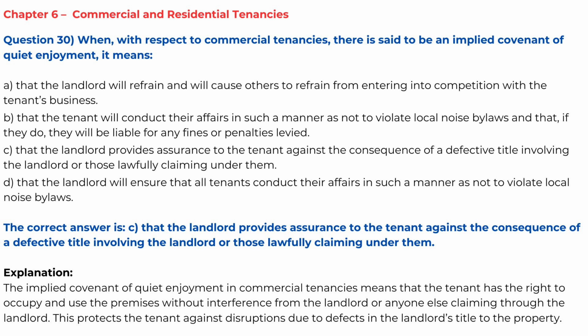Explanation. The implied covenant of quiet enjoyment in commercial tenancies means that the tenant has the right to occupy and use the premises without interference from the landlord or anyone else claiming through the landlord. This protects the tenant against disruptions due to defects in the landlord's title to the property.